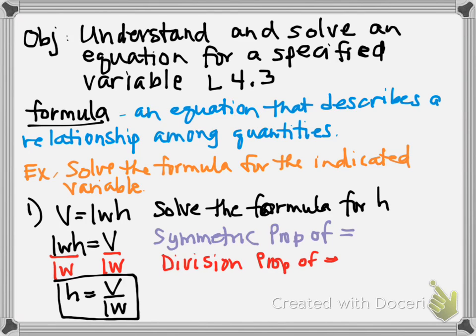Now, you may see some more complicated formulas. Let's do one that has a little bit more to it. Let's have the formula E equals 1/2 kx squared. This formula finds the potential energy E of a spring with spring constant K that has been stretched to a length x.